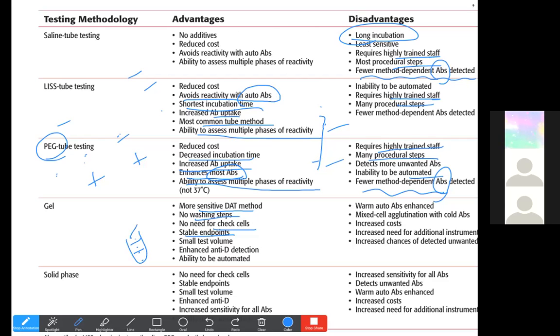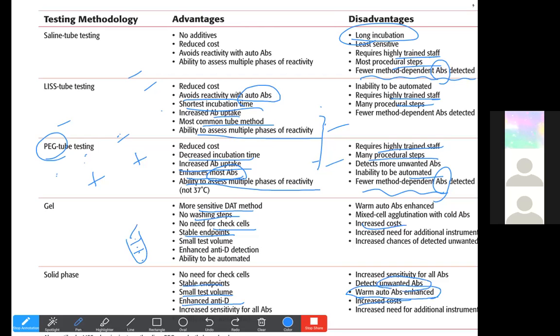And then the solid phase also has stable endpoints and small volume testing, enhanced anti-D detection, and increased sensitivity for all antibodies. But the disadvantage is that, of course, the cost is increased, and warm autoantibodies are enhanced with the solid phase. So the IgG type would be enhanced, and this detects unwanted antibodies also.